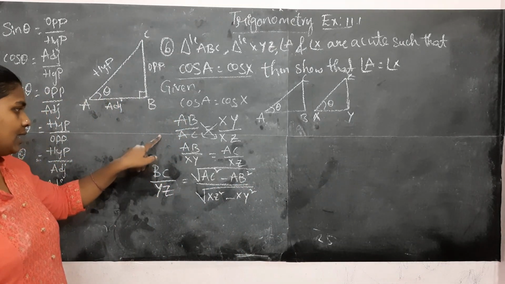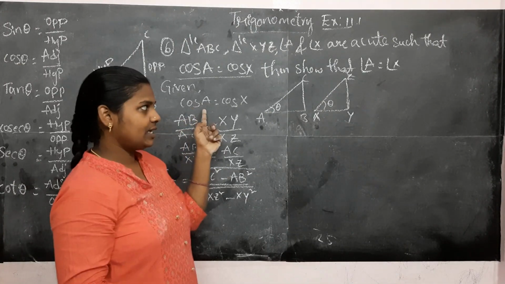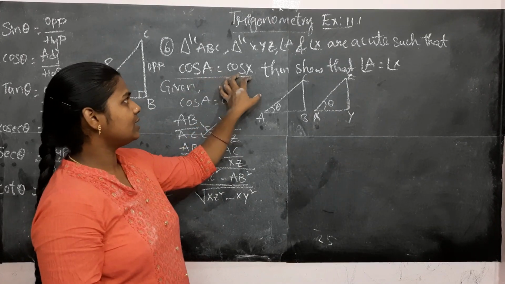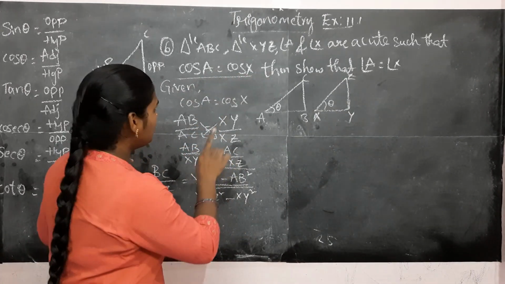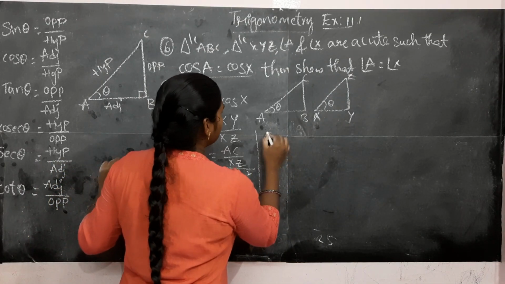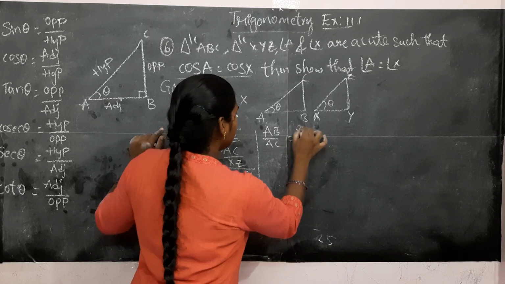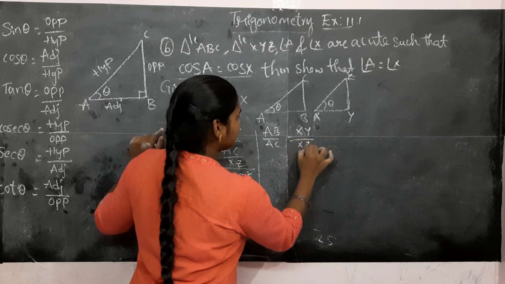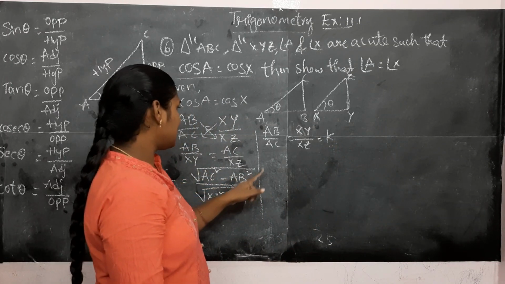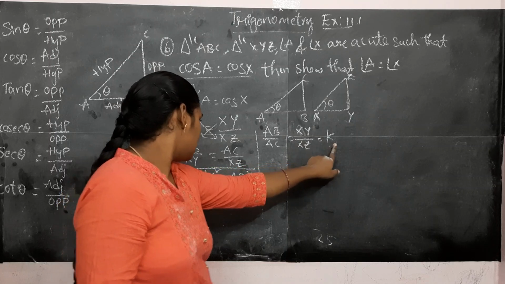Here, since they have given that cos A is equal to cos X, let us assume it equals some constant K, which is nothing but AB by AC equal to XY by XZ equal to K. What does AB equal to?